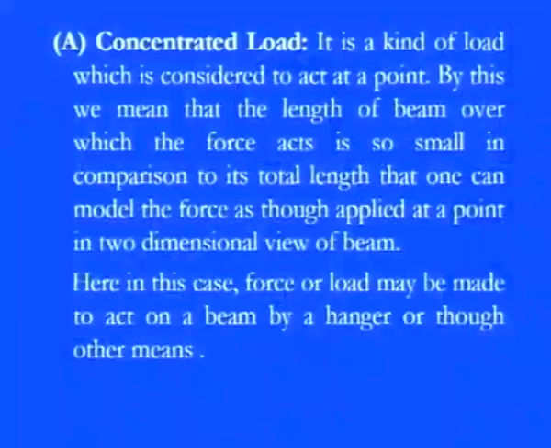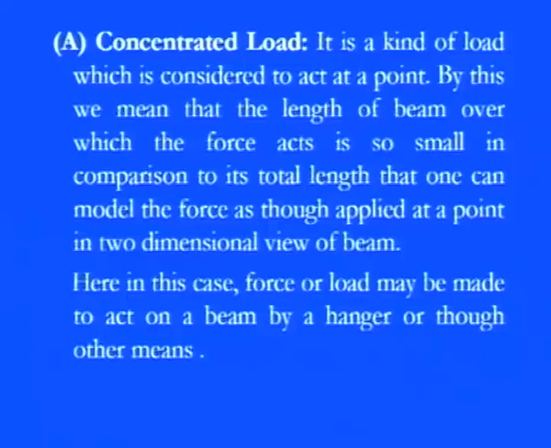The first type is the concentrated load. It is a kind of load which is considered to act at a point. Like, we have 10 Newton on a hanger, or we are simply keeping some point loads on a particular section where all the load is concentrated. This kind of load is known as the point load, or the concentrated load. By this we mean that the length of beam over which the force acts is so small in comparison to the total length that it is simply a small portion compared to the bigger length. One can model that force as applied at a point in a two-dimensional view of a beam.